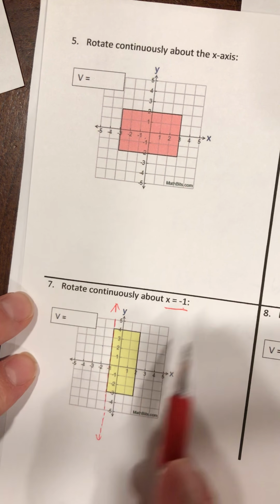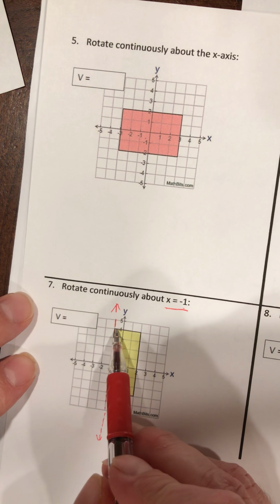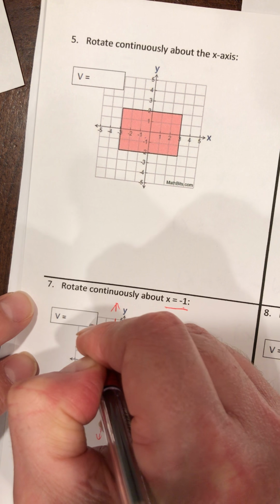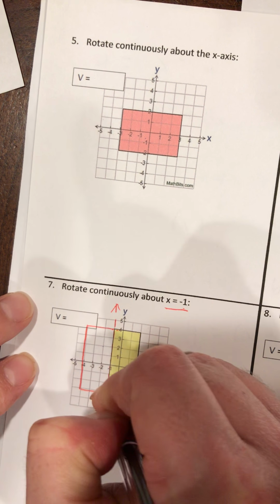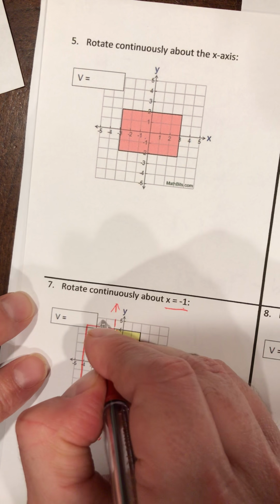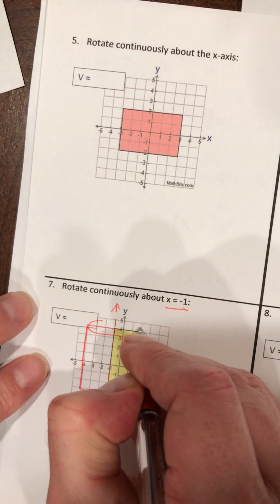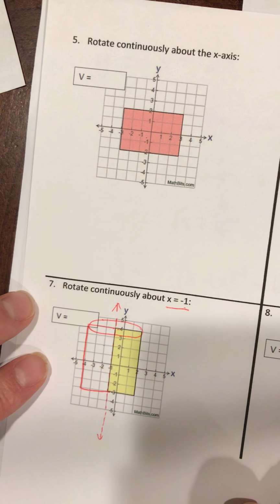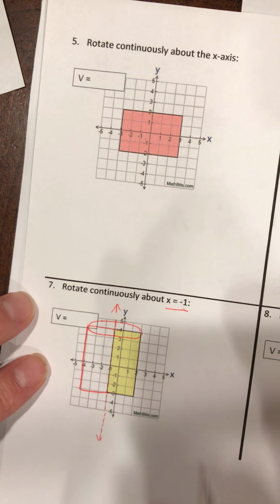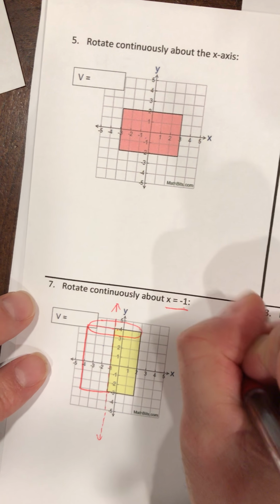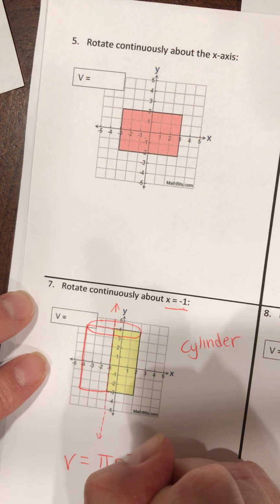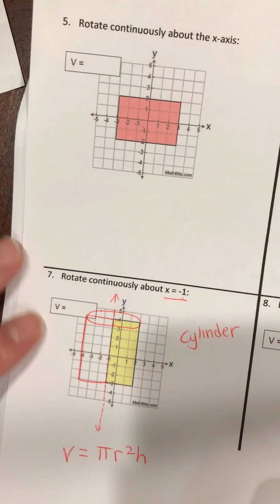If we rotate around it, that means our radius, which is 3, is going to overlap on the other side of that line. So it's going to look something like that, and it's going to rotate around. The base is going to be a circle, and since we have a rectangle to start out, we're going to have a cylinder. So we're going to go V equals pi r squared h.